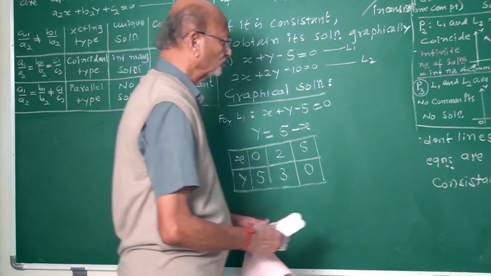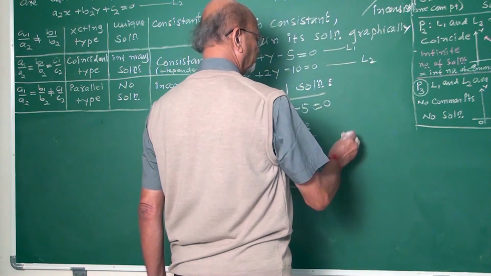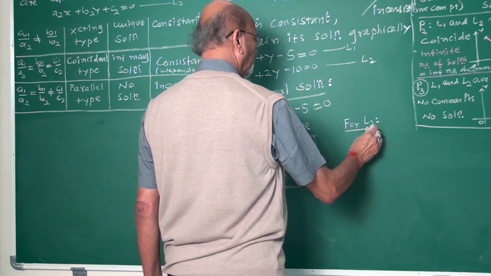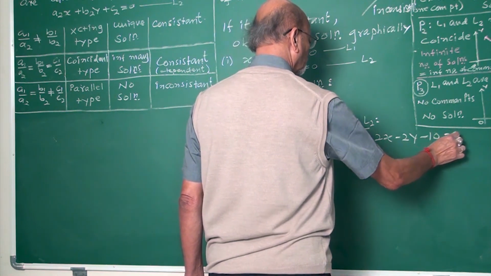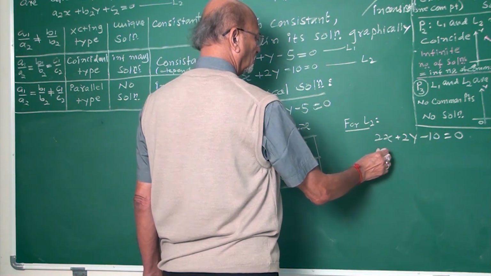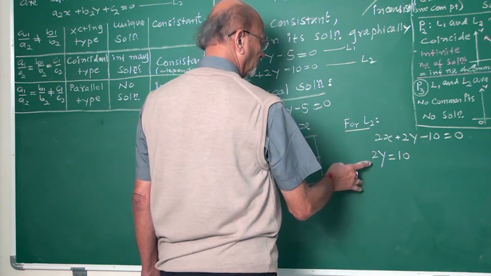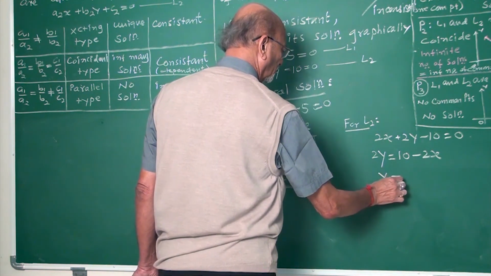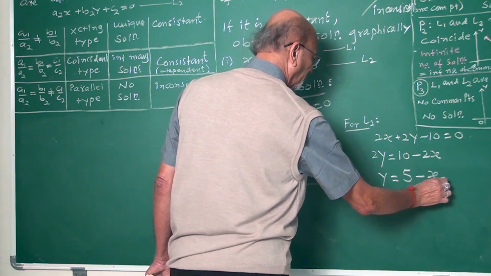Then for L2, what is the equation? 2x plus 2y minus 10 equal to 0. Therefore, 2y equal to minus 10 becomes plus 10, plus 2x becomes minus 2x. Divide by 2: 10 by 2 is 5, 2y by 2 is y, minus x.